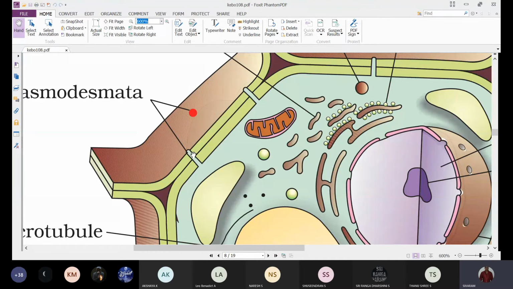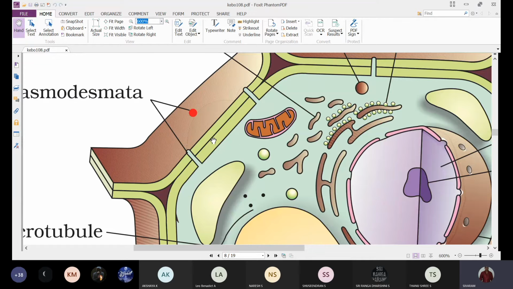And we can see here, in between the cells, we can observe certain connections, like these pore-like structures. Through these pores, the cytoplasm of one cell will extend into the cytoplasm of the adjacent cells. These cytoplasmic strands which are extending between the adjacent cells, we are calling plasmodesmata.